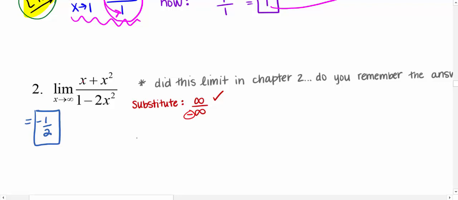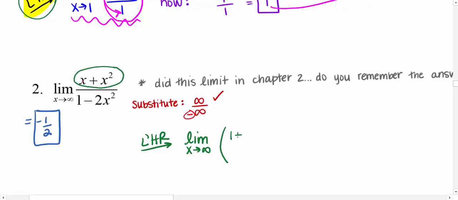So now I'm going to apply L'Hopital's rule. And so I'm going to write limit because it's very important. If you aren't writing limit, you're trying to say that these functions are equivalent, which isn't necessarily true. I'm going to do the ratio of their derivatives. So the derivative of my numerator is 1 plus 2x. And the derivative of my denominator, the 1 will go to 0, and I will have negative 4x. And I try to substitute in infinity now.